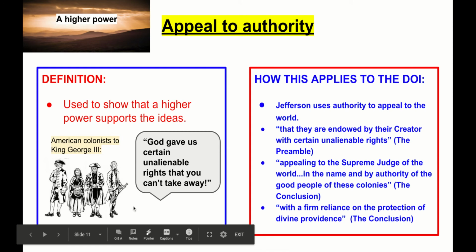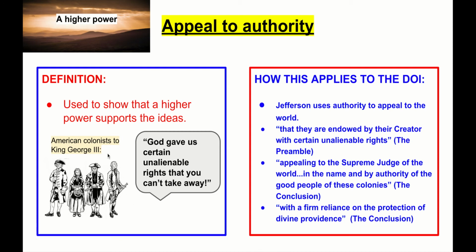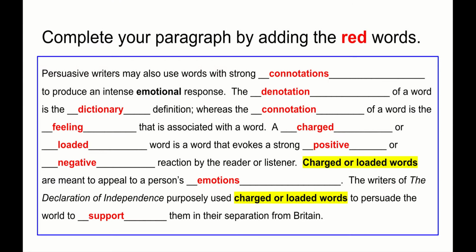And here's a visual of the American colonists saying to King George III, God gave us certain unalienable rights that you can't take away. So for this part, please complete your paragraph by adding the red words.